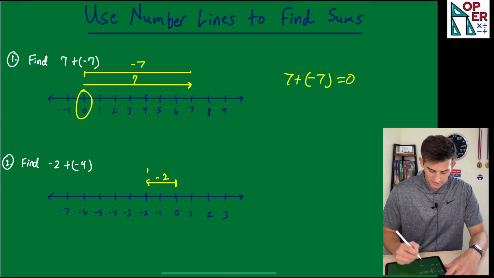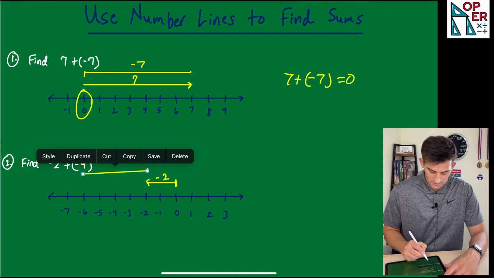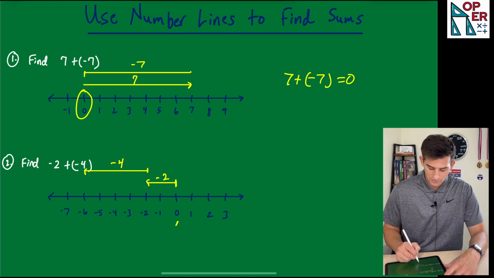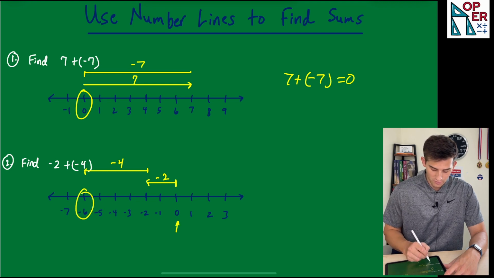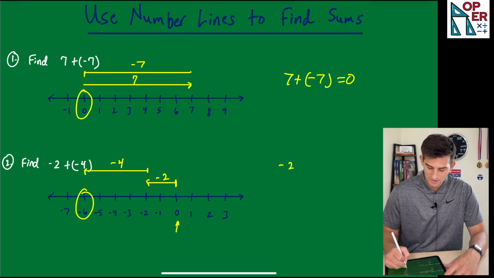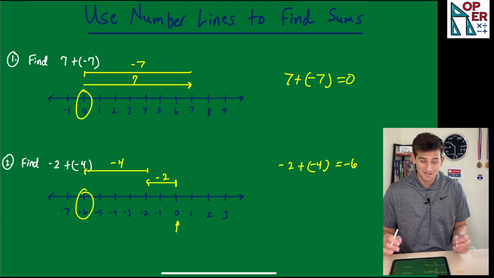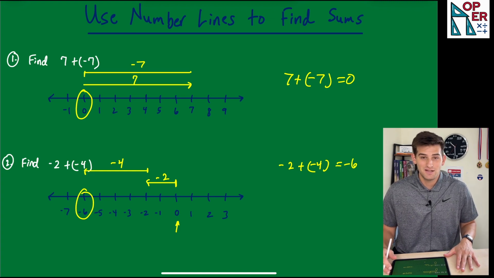So we're going to start here at -2, and now we're going to go down 1, 2, 3, 4 units, and that would end us at -6. Okay, so this would be a -4. So notice we started at 0, but where did we end up? We ended up at -6. So that tells me that -2 plus -4 is equal to -6. And those are just a couple examples of how we can use a number line to find sums.